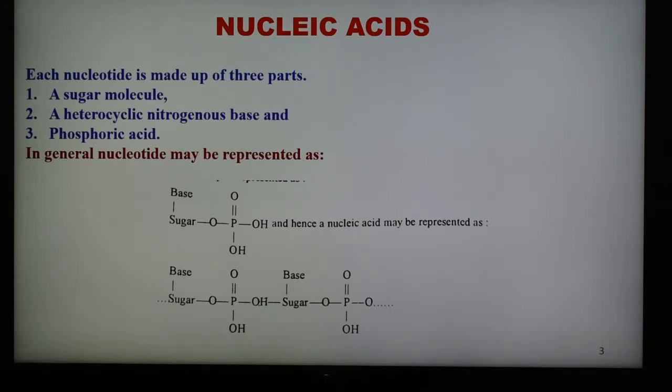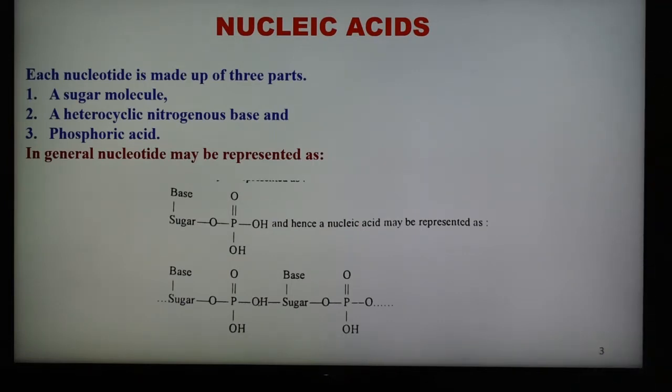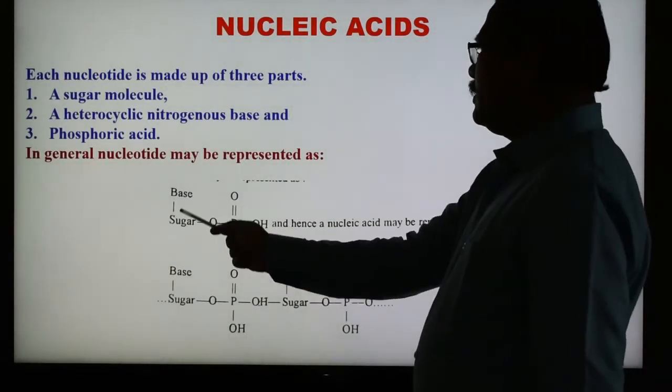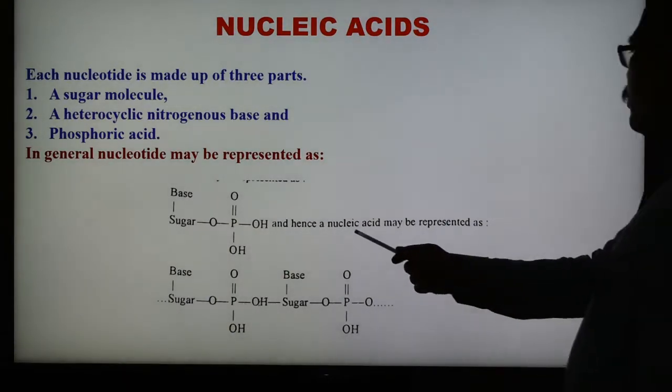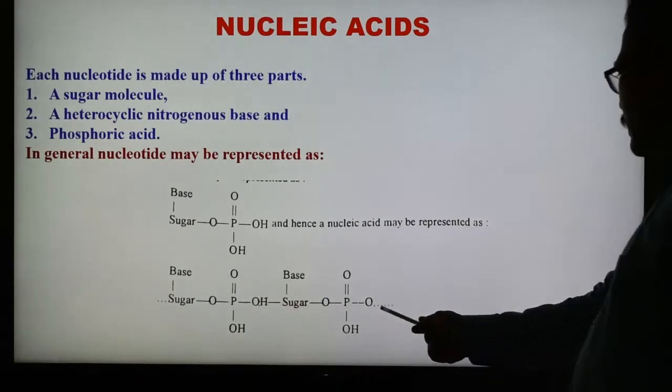In general we can say that a nucleotide may be represented in this way. A nucleotide consists of three parts: here this is the phosphoric acid, this is the sugar and the base. They are linked together in this way, and therefore nucleic acid may be represented in this way. It is a biopolymer, and so here is the long chain.